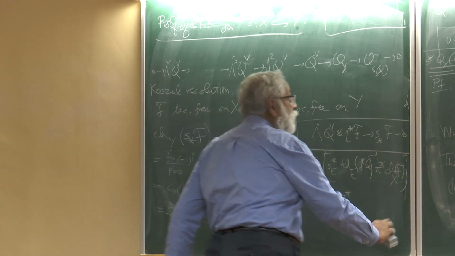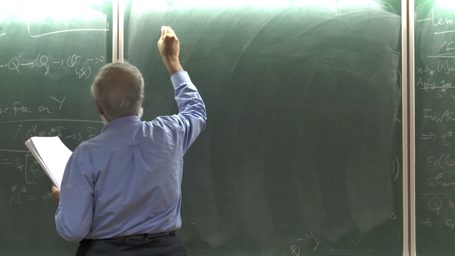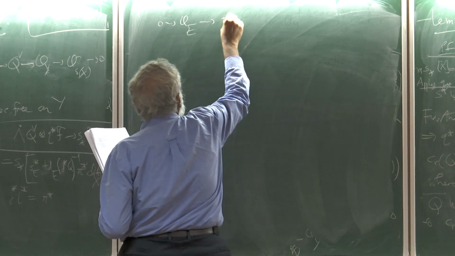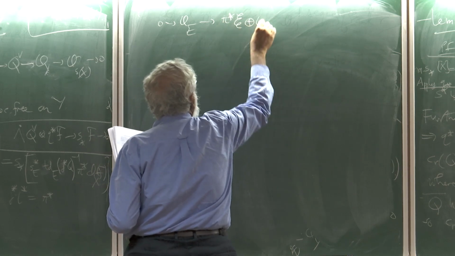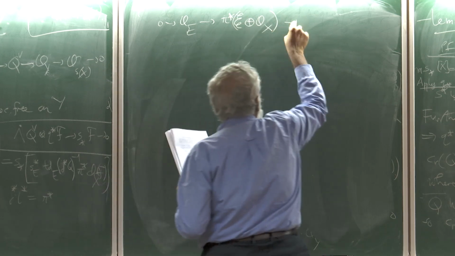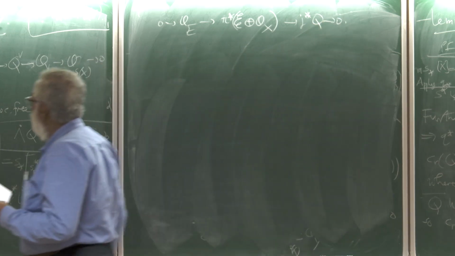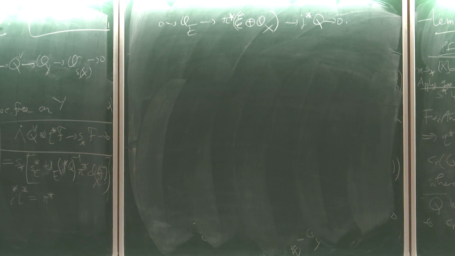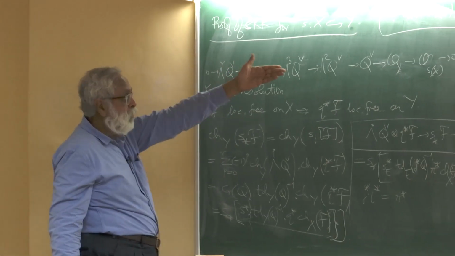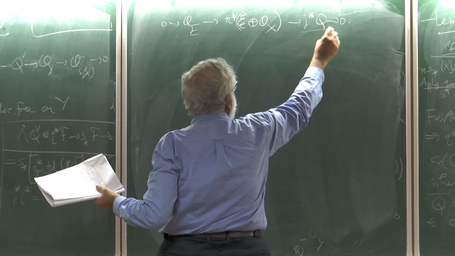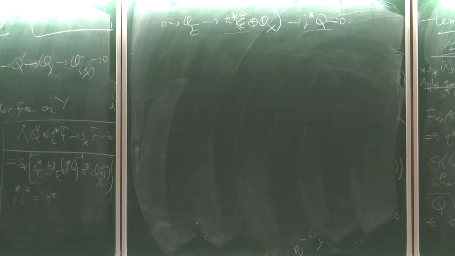And now I also look at this exact sequence, 0 to O_E to pi upper star E direct sum O_X to J upper star Q to 0. This is the same remark I made earlier, that after restricting, removing the hyperplane at infinity, I've trivialized the O(1). So I get an exact sequence like this. So the Chern classes or any characteristic classes of this are the same as the characteristic classes of this. So once I've gone to the open set, I'm allowed to replace Q by E.